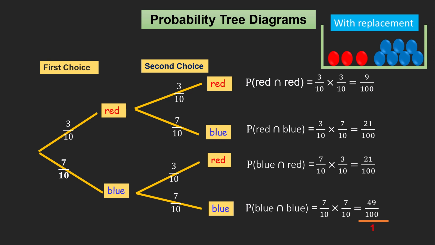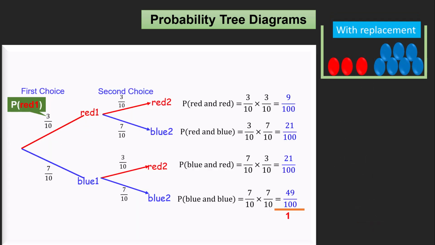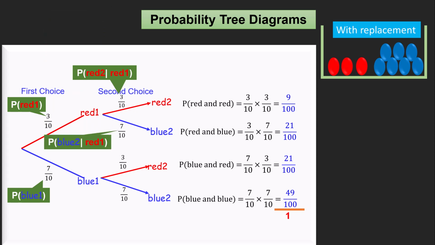Now let me explain these probabilities separately. First one, probability of red one. Red one means the first try. Probability of blue one. The probability of red 2 given that red one. Why? We already know we had red color ball at the first try. Knowing the outcome of the first try, we are going to the second try. Therefore, it becomes a condition. This one, probability of blue 2 given that red one. Similarly, probability of red 2 given blue 1 and probability of blue 2 given blue 1.